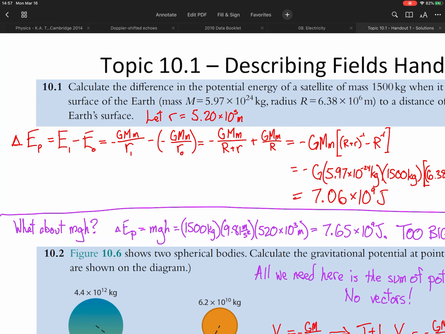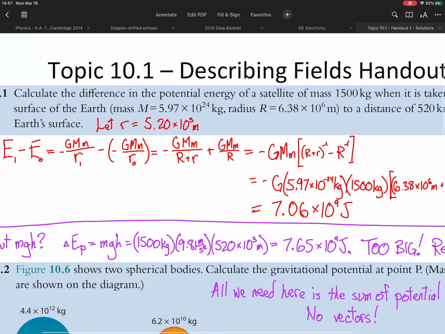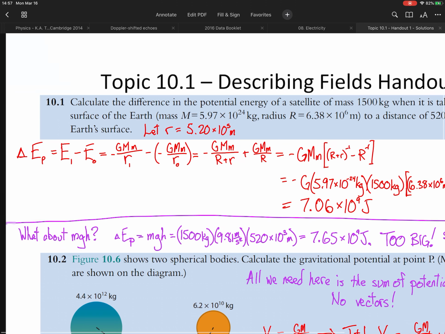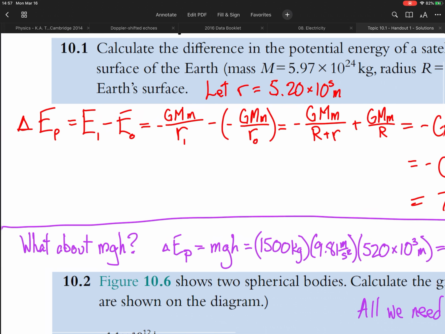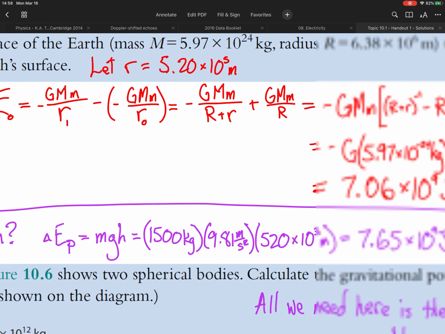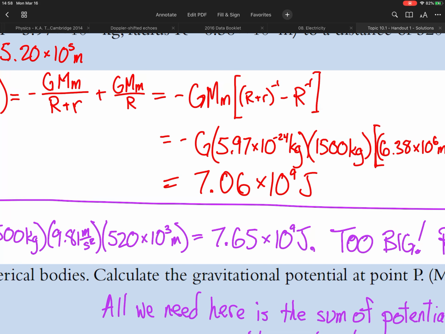So we get this answer, 7.06 times 10 to the 9 joules, is our change in potential energy. And I've asked here, what about mgh? We have been told previously that that is how you calculate gravitational potential energy, right? So let's try it. We plug in our values, including our change in height, which is 520 kilometers above the Earth's surface. And we get this value, 7.65 times 10 to the 9 joules.